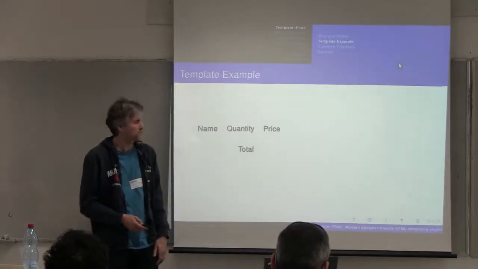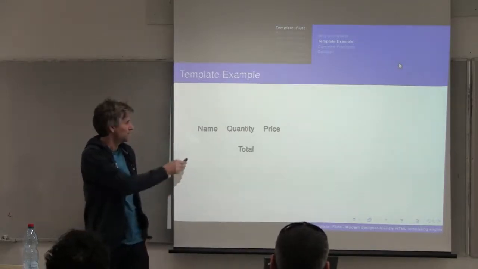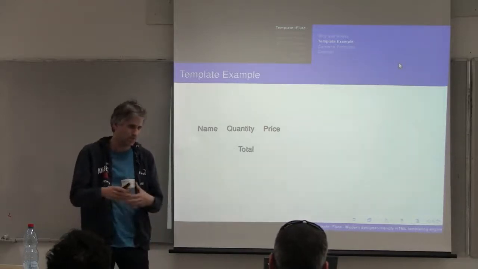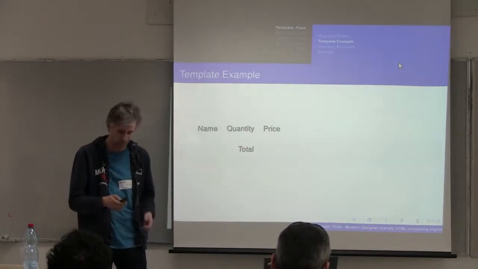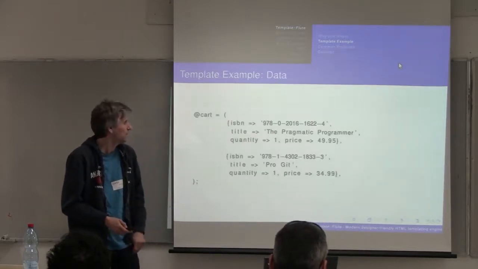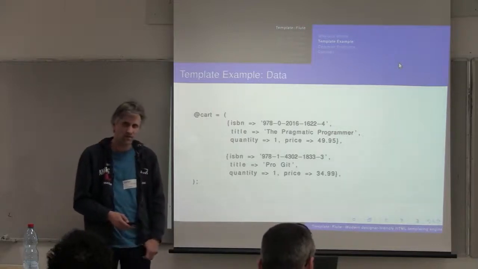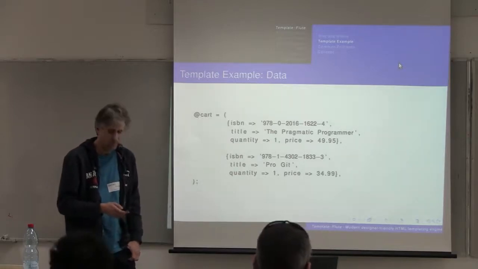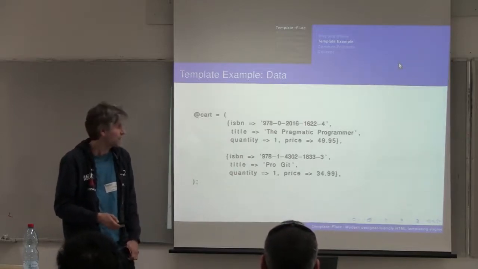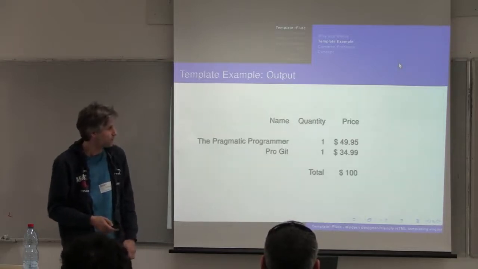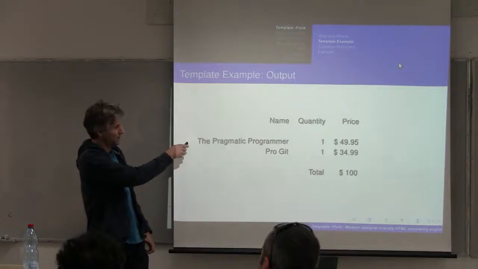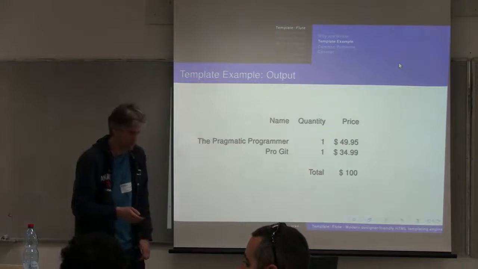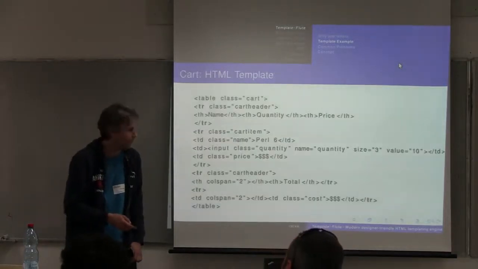So, a very simple template for a shopping cart. We have products inside the shopping cart with name, quantity, and price, and depending on how many products, you have a total. And we have some data for the cart, like the books Magic Program and Book It, inside our cart. And we have the output. So we have the list of the two products, the price, and the total. Doesn't really sum up, but okay, that's not the point.